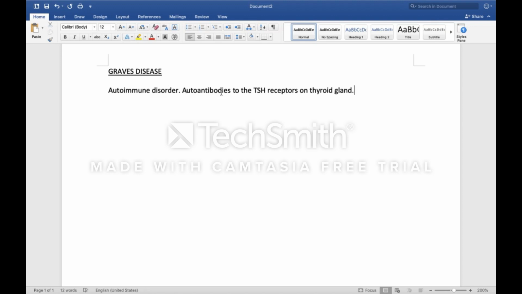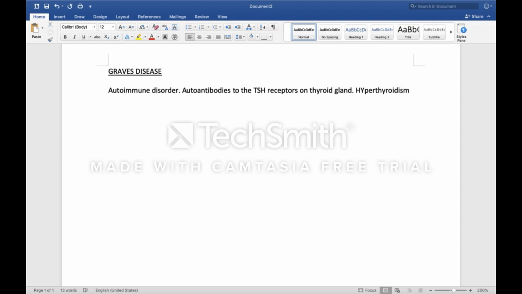Whenever TSH, which is released by the pituitary, attaches to the TSH receptors on the thyroid gland, the thyroid gland starts making more and more thyroid hormones, which are T3 and T4. In this condition, these autoantibodies attach to the receptors and keep on stimulating the thyroid gland, which ultimately results in hyperthyroidism.